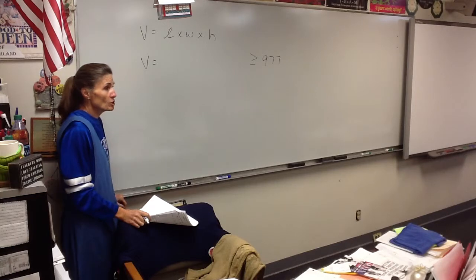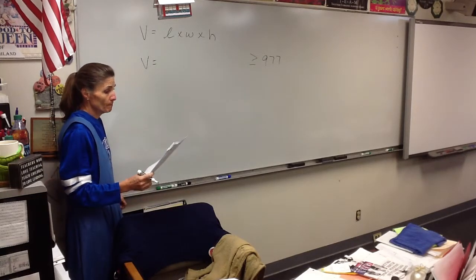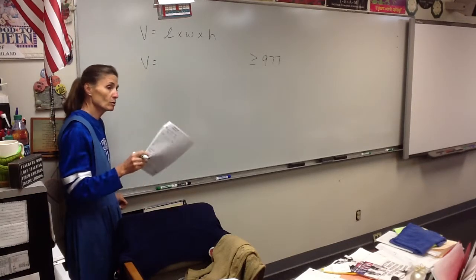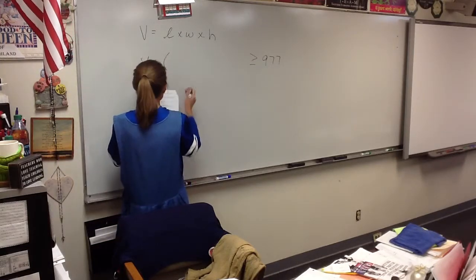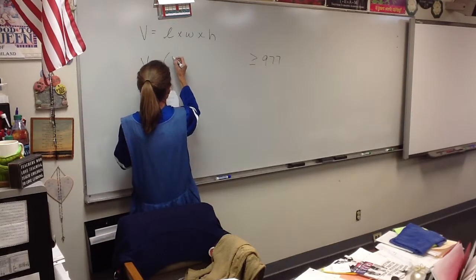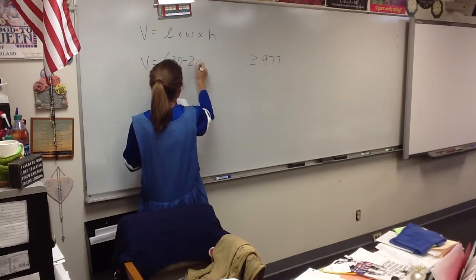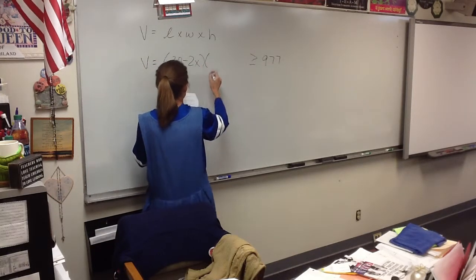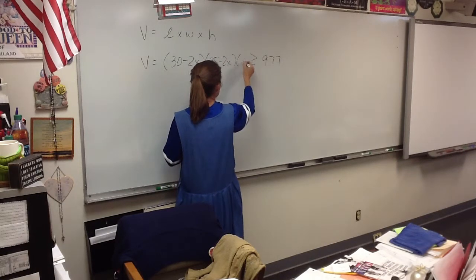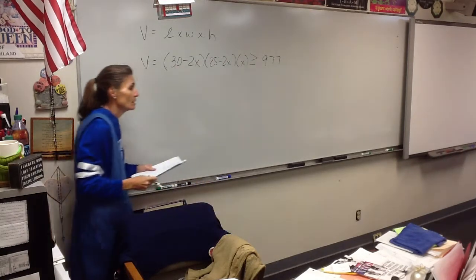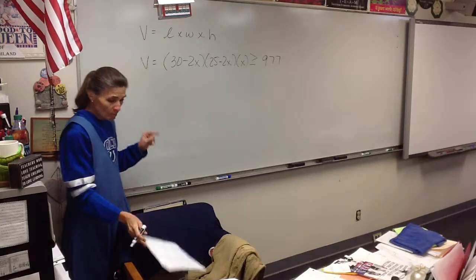So what would the equation for the volume of this box be? It's what we do, you know, we cut the corners out, fold up the flaps. So what's our length, width, and height going to be? 30 minus 2x, 25 minus 2x, times x. So that's what we're solving.